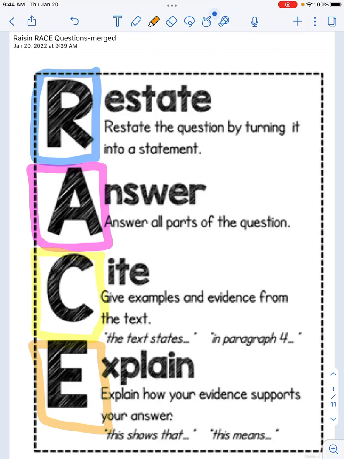Hi, third graders. We are going to be working on some RACE answers today to relate to our story of the week. How do you raise a raisin?